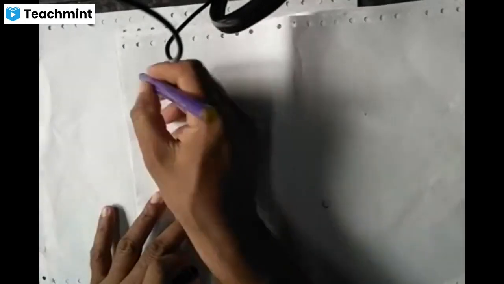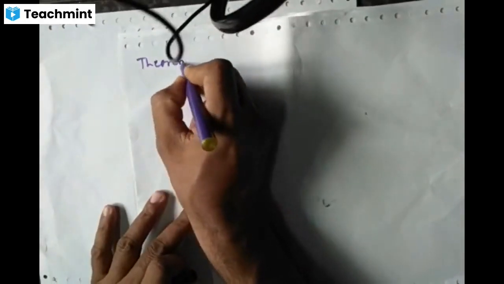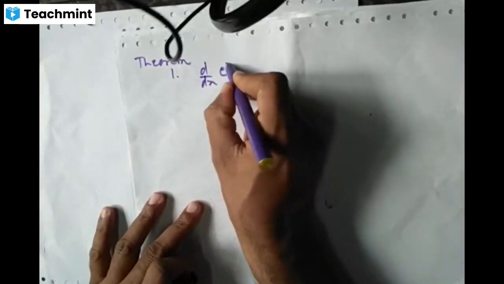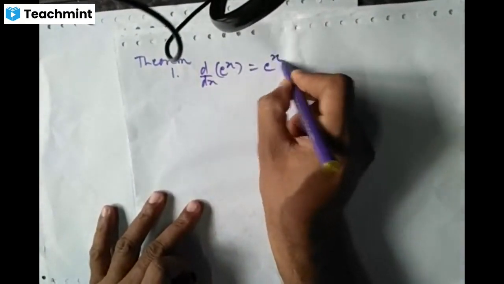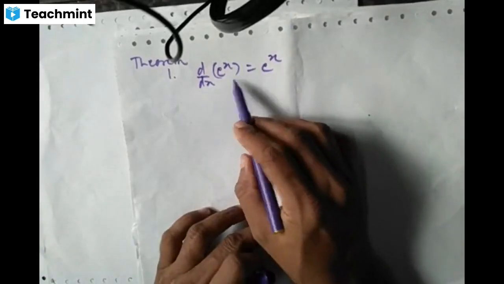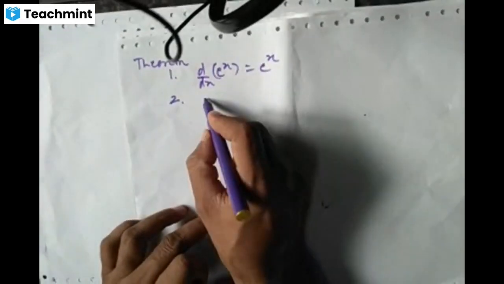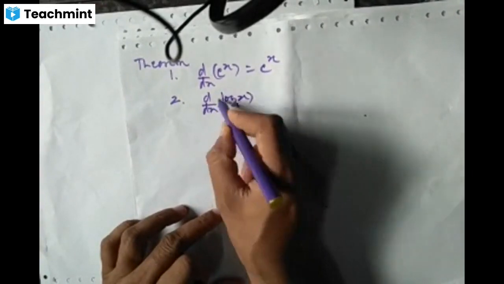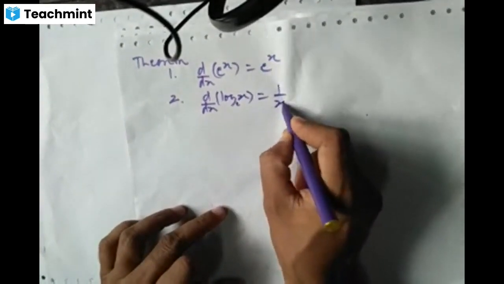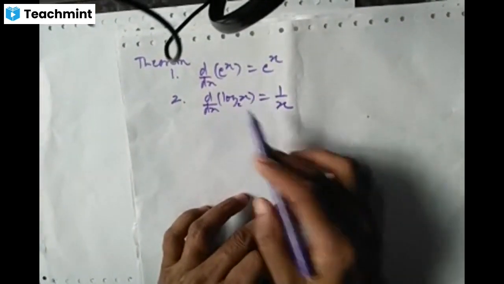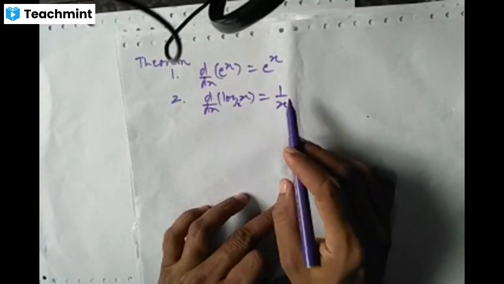So take down the theorem. The first one: d by dx of e to the power x is equal to e to the power x, or in other words, the derivative of the exponential function e to the power x with respect to x is e to the power x. Second, d by dx of log x to the base e is equal to 1 by x, or in other words, the derivative of log x to the base e is equal to 1 by x.